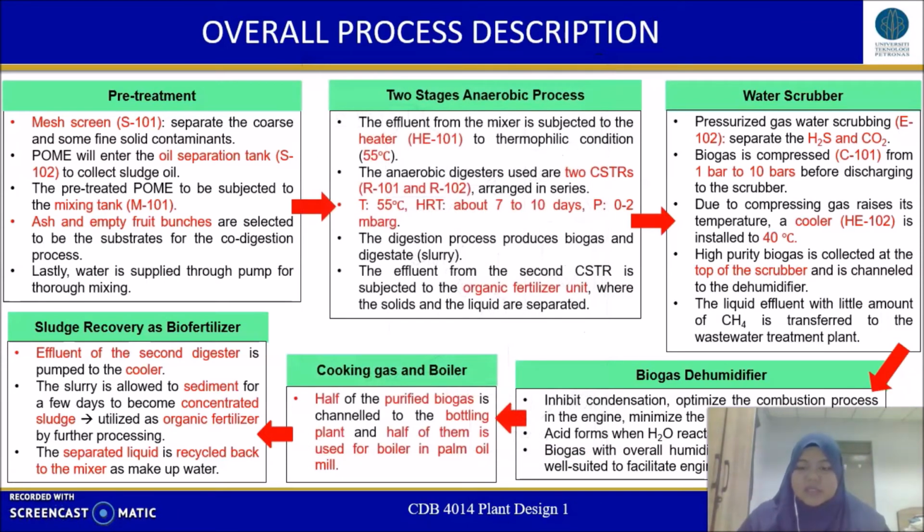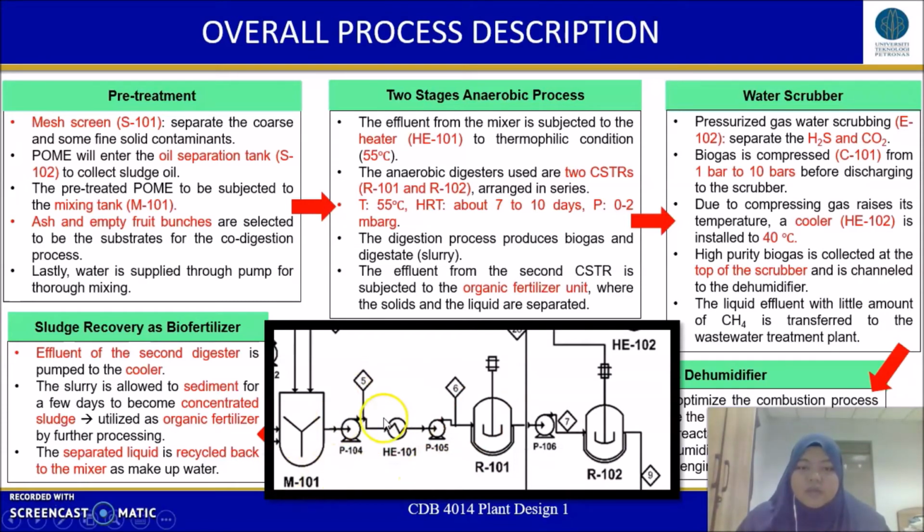After mixing, we go to the anaerobic digestion process. For the anaerobic digestion process, we have two CSTR reactors placed in series. The condition for our reactors is thermophilic, where the temperature is 55 degrees Celsius and the hydraulic retention time of the effluent is around 7 to 10 days. The products from this digestion are biogas and digestate.